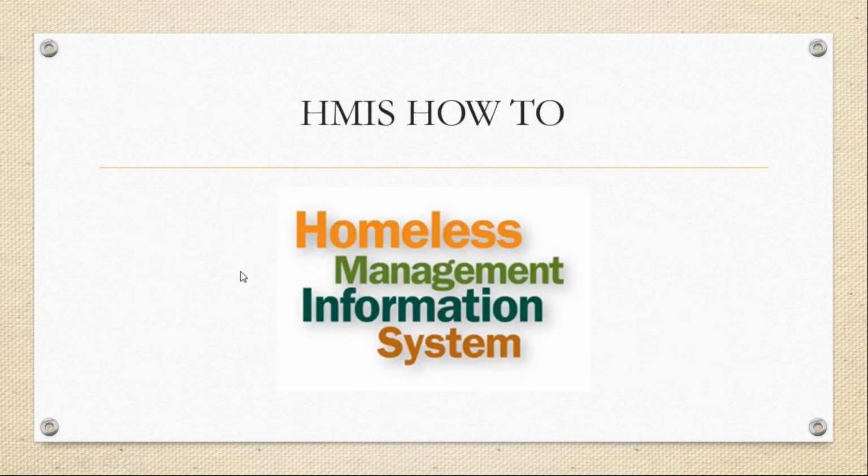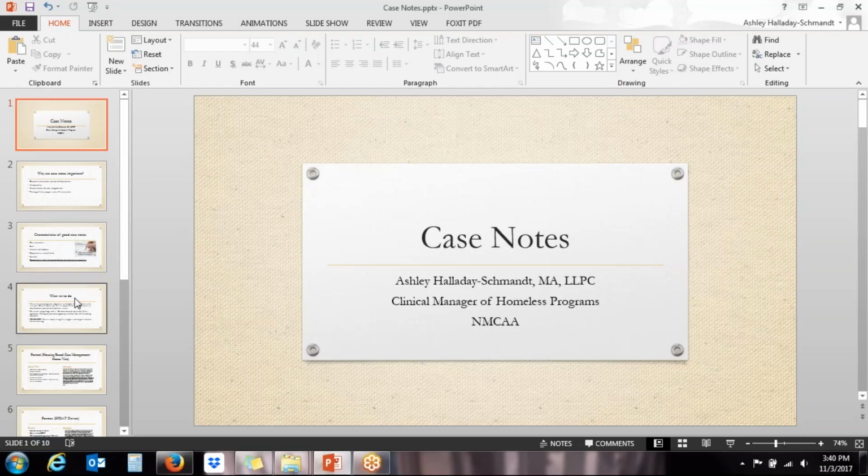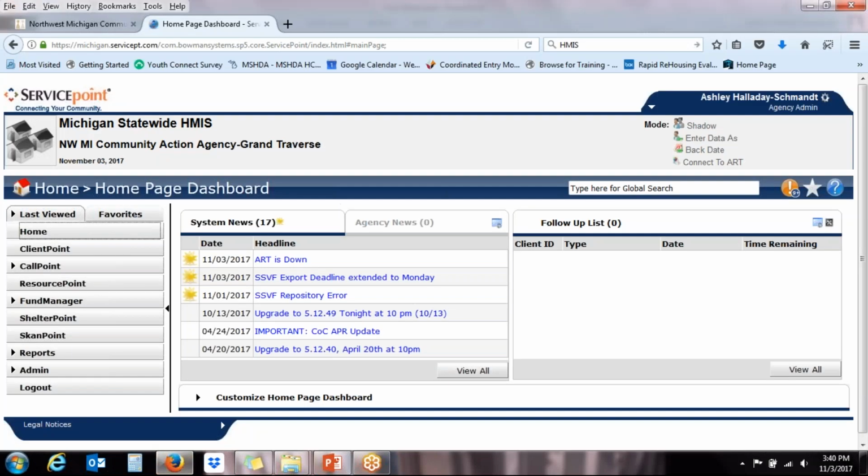So Homeless Management Information System, HMIS. We're going to talk a little bit now about how you actually document it in HMIS. So we're going to go in. This is what HMIS looks like. You're going to become very familiar with this. So I'm going to kind of breeze through this because at this point in the training, I'm hoping you generally know what's going on in HMIS.